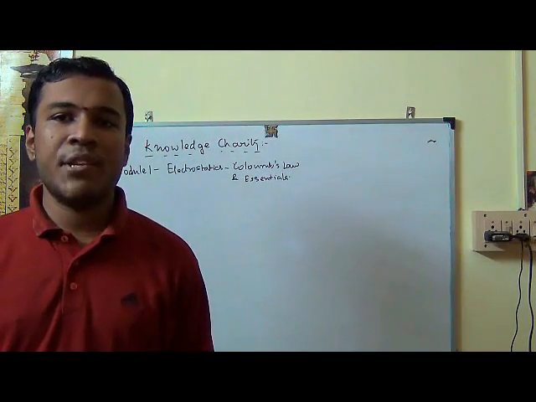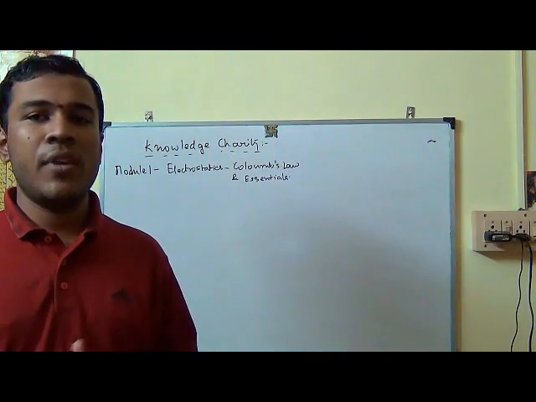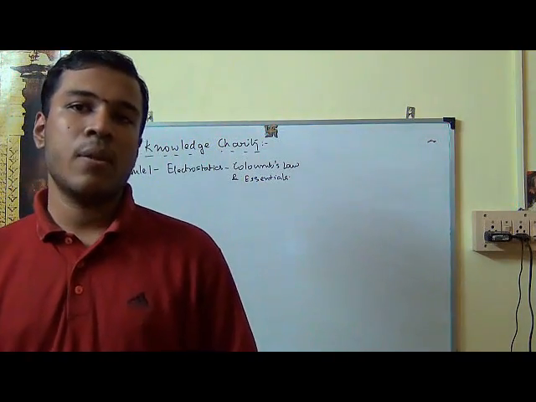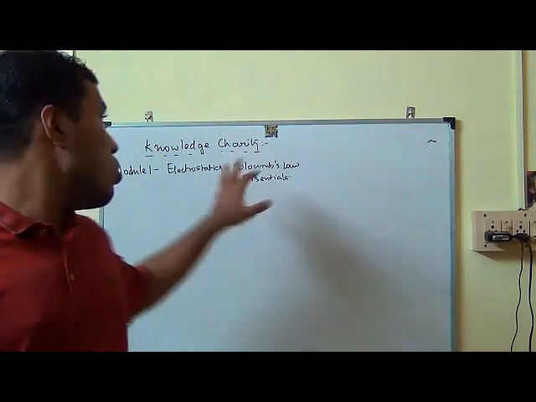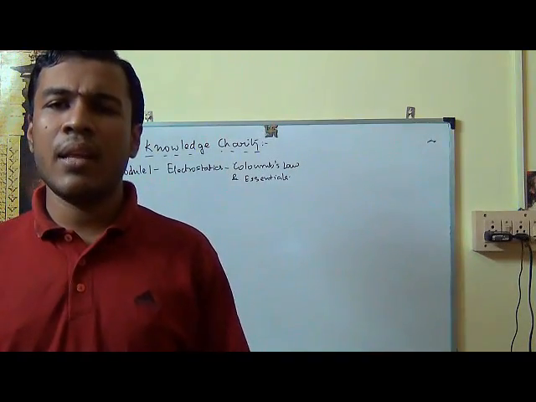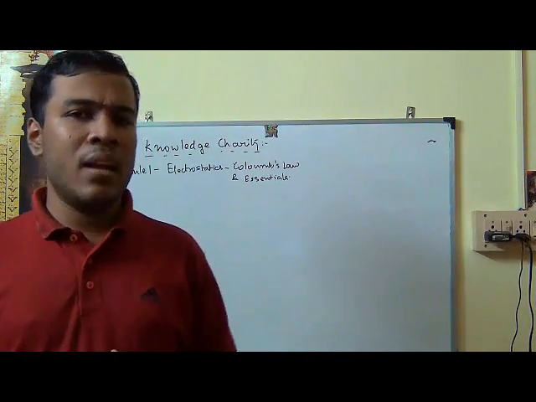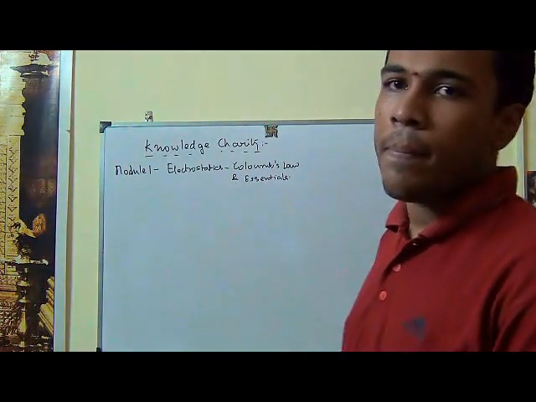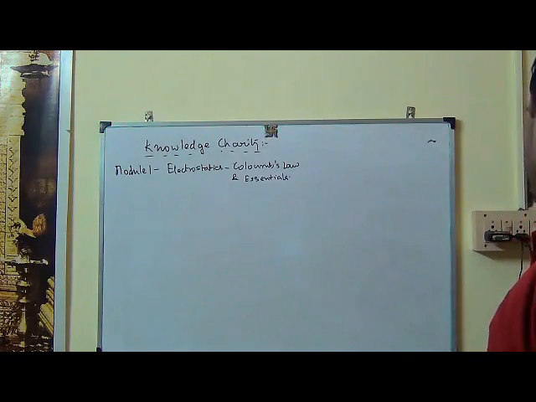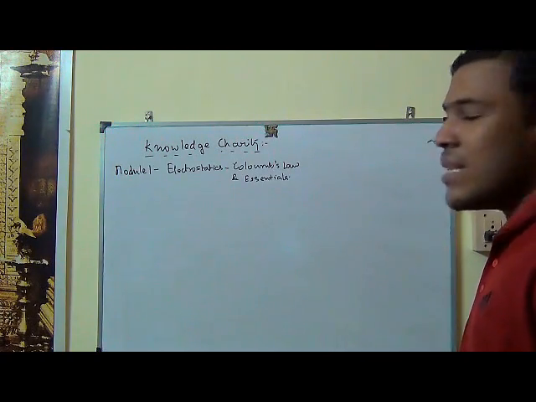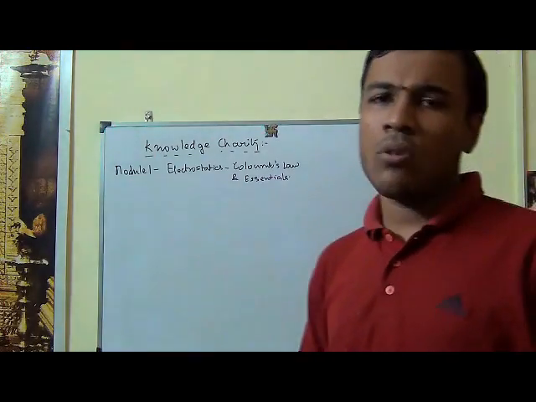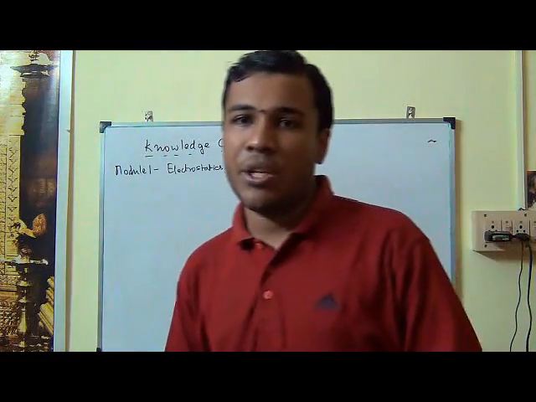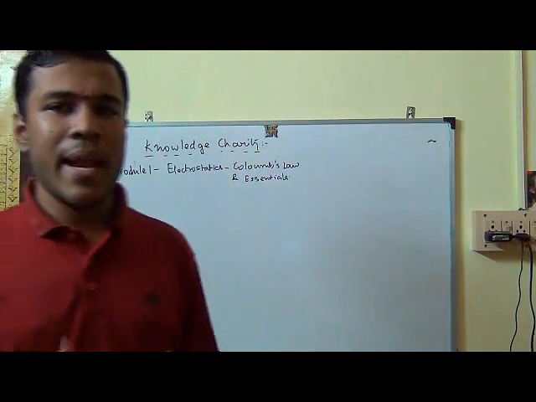So today in Knowledge Charity we are going to see Module 1 of Class 12 CBSE Physics, which is Coulomb's law of electrostatics and the essential material required for Coulomb's law. So basically, for knowing about electrostatics, we are required to know about a basic entity called charge. So what do you mean by an electric charge?